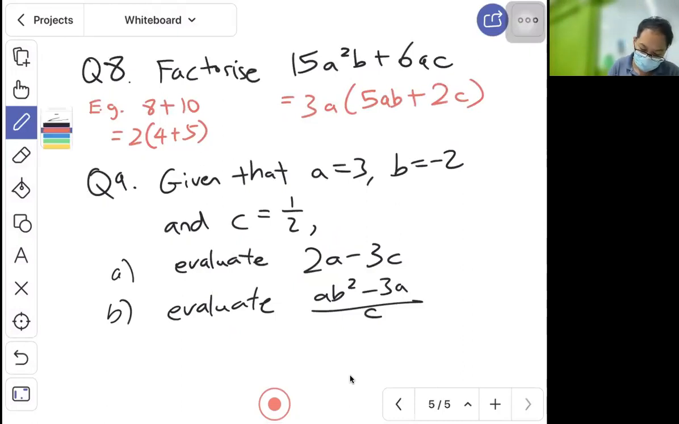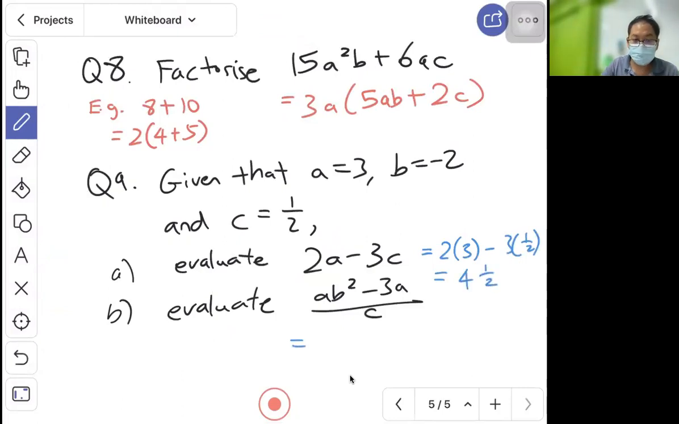Question 9. They just want you to substitute. So your a is 2 times 3, then your c is half. Just press into calculator and you get 4.5. Then for part B, same thing. Put into calculator, so you get the answer 6.